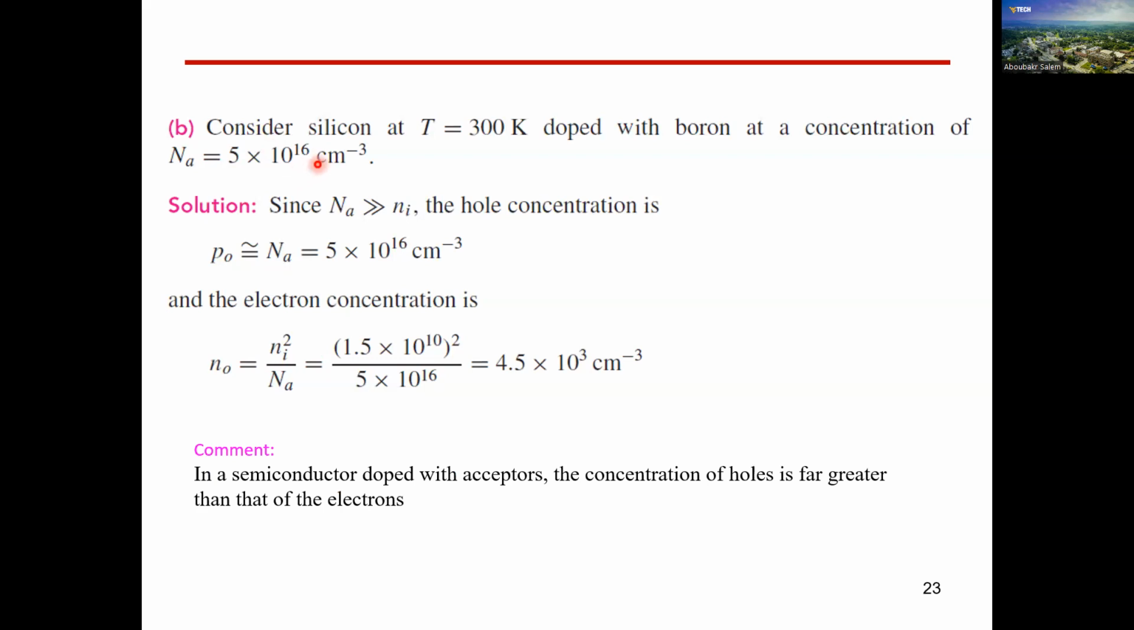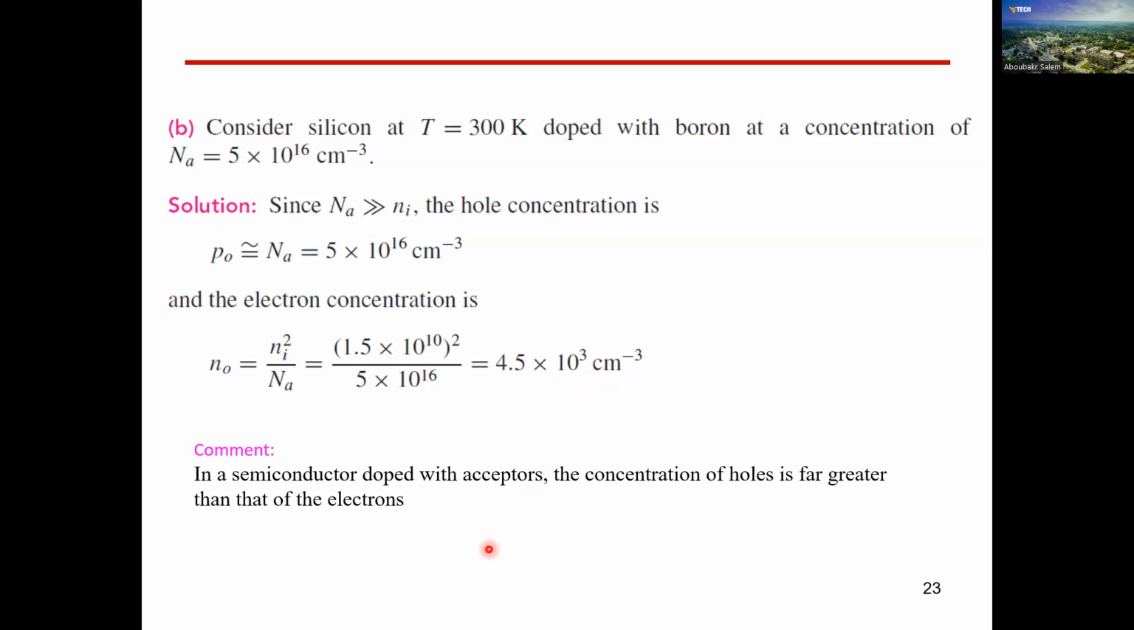And let's apply the equilibrium equation again. So the electron concentration is going to be the intrinsic concentration squared divided by N acceptor. We know that for silicon, the intrinsic concentration is 1.5 times 10 to the power 10 at 300 degrees Kelvin. So this value squared divided by 5 times 10 to the power 16, which is the hole concentration of the P material, gives us the electron concentration here, which is 4.5 times 10 to the power 3.